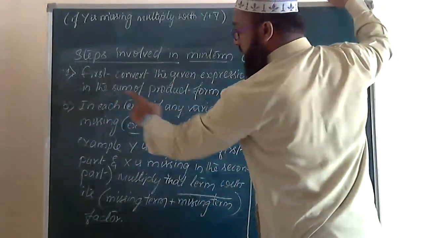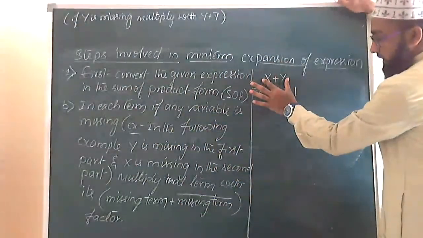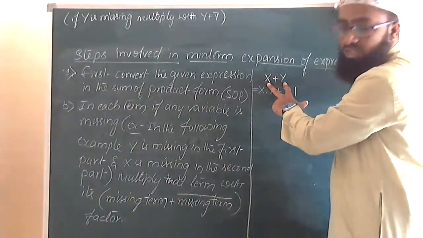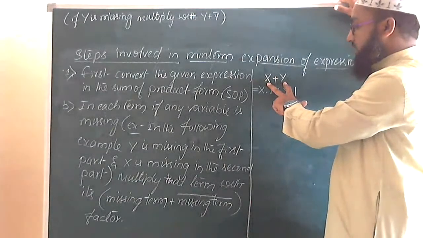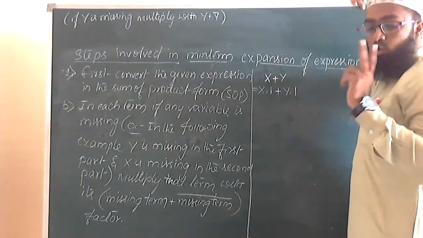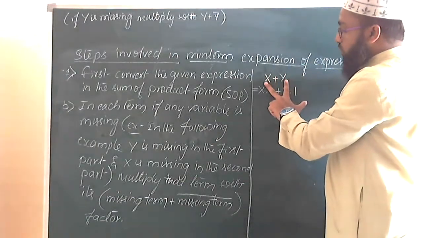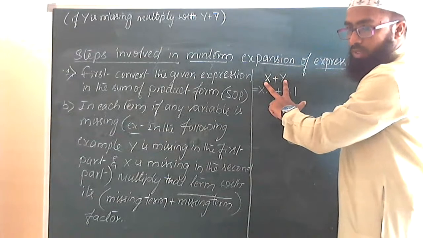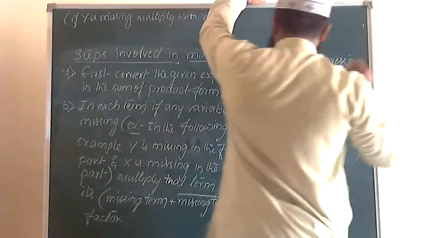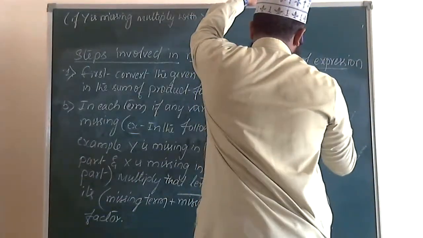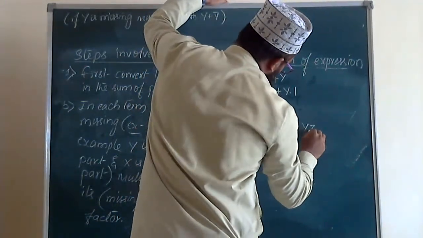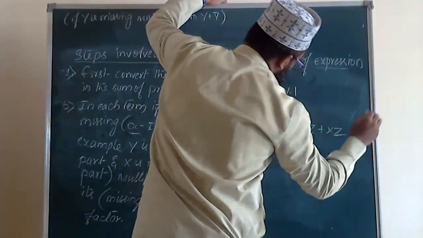First, convert the given expression into sum of product form. Given expression is this. Here there should not be a single variable; in each term there must be two variables, only two. If three variables are present, for example: x plus yz plus xz.